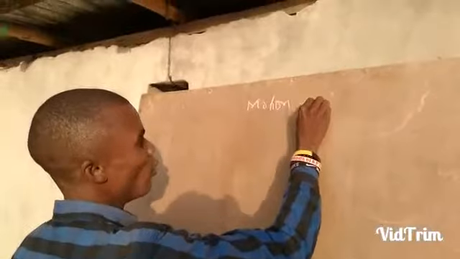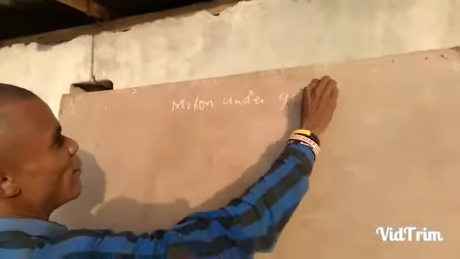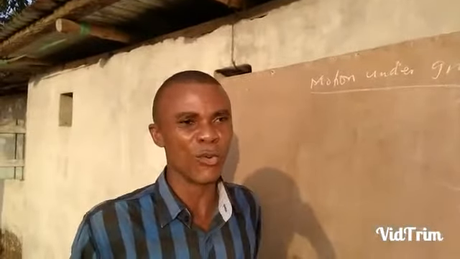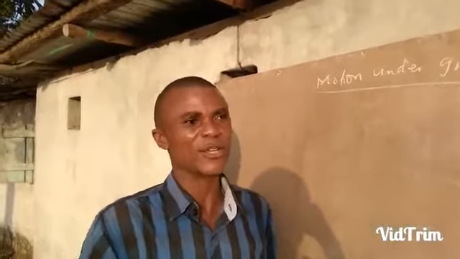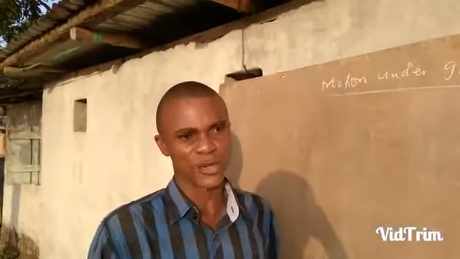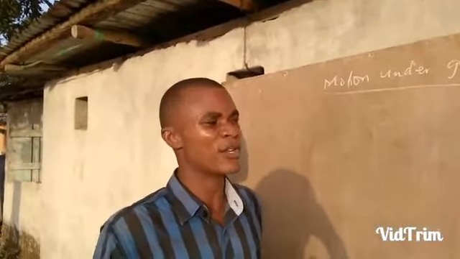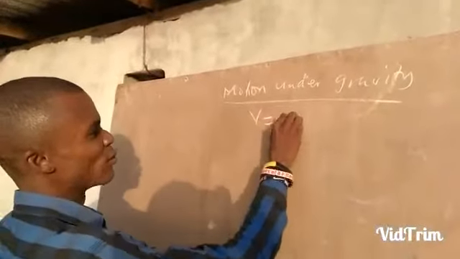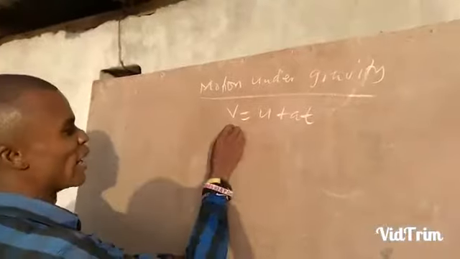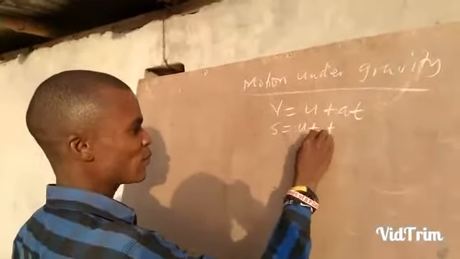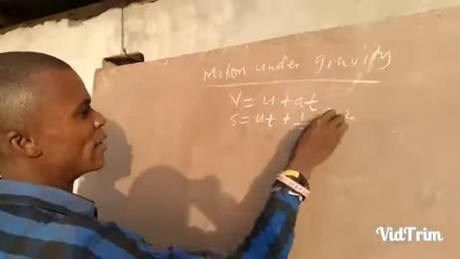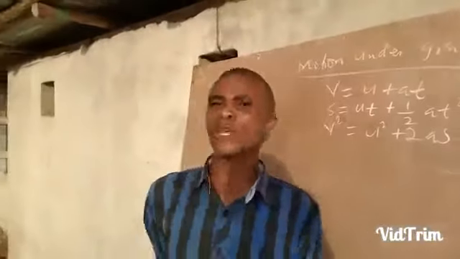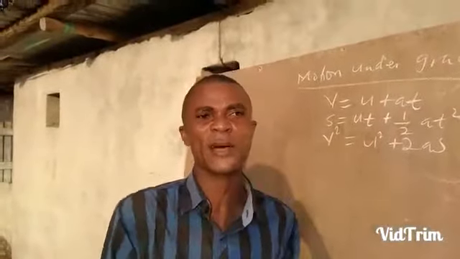If we are looking at motion under gravity, there are basic things that you should know. Already you might have known the most frequently used equations in motion, the rectilinear motion. The equations that you should know before I progress are: V is equal to U plus AT; S equals UT plus half AT square; and V square equals U square plus 2AS. These are the most familiar rectilinear motion equations.